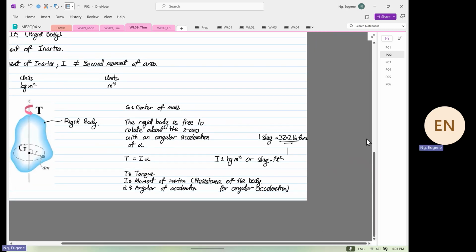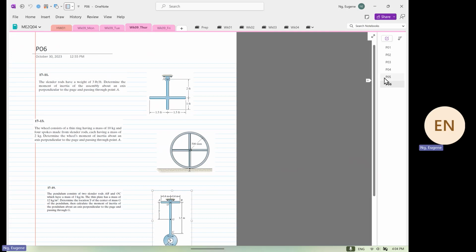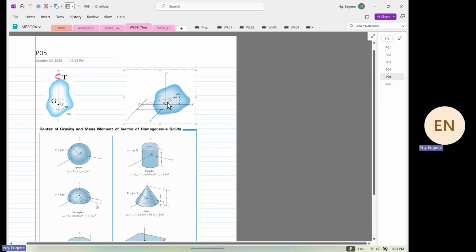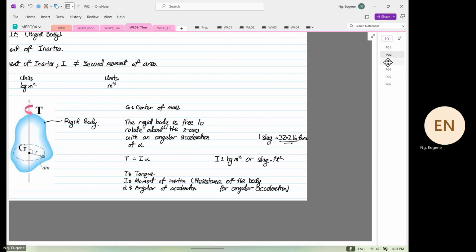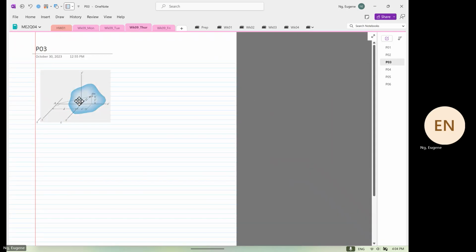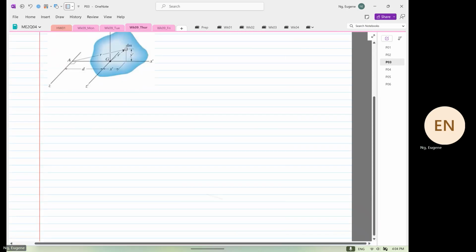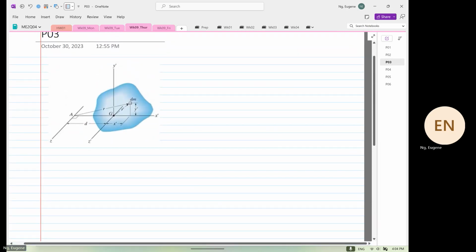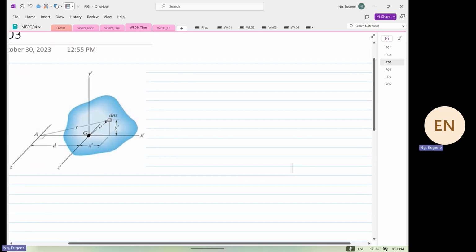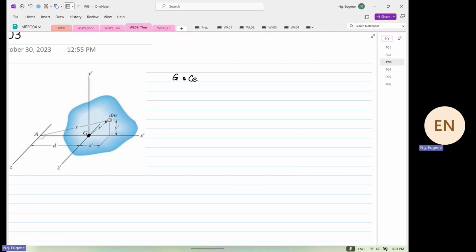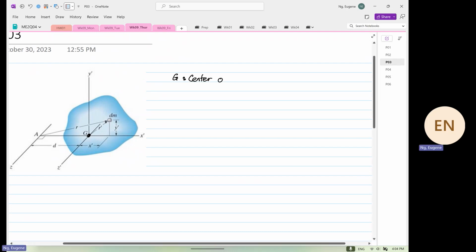So the next one we are going to look at, I want you to focus on this diagram over here. Now, again, G represents our center of gravity.